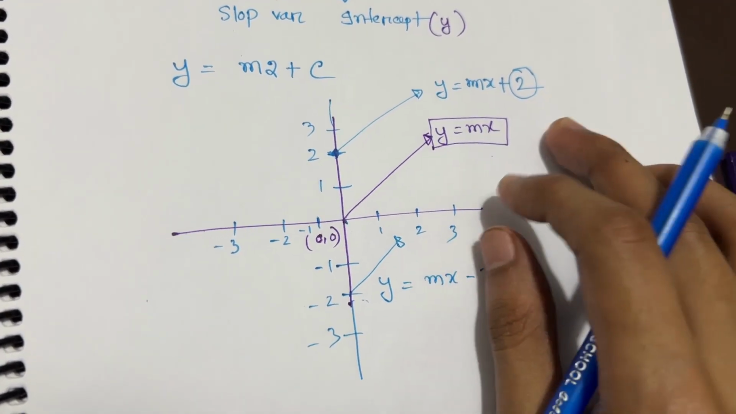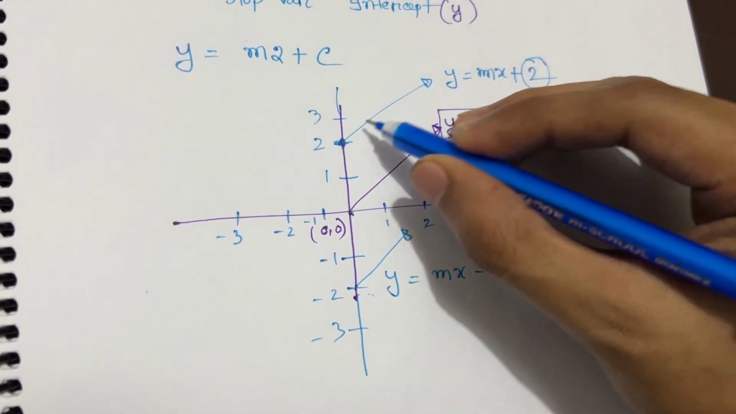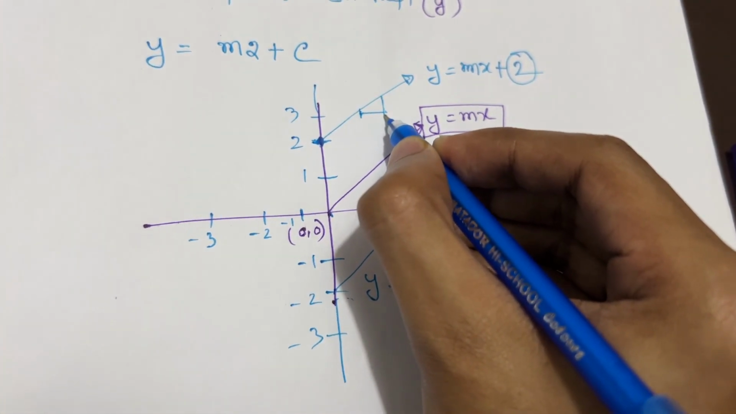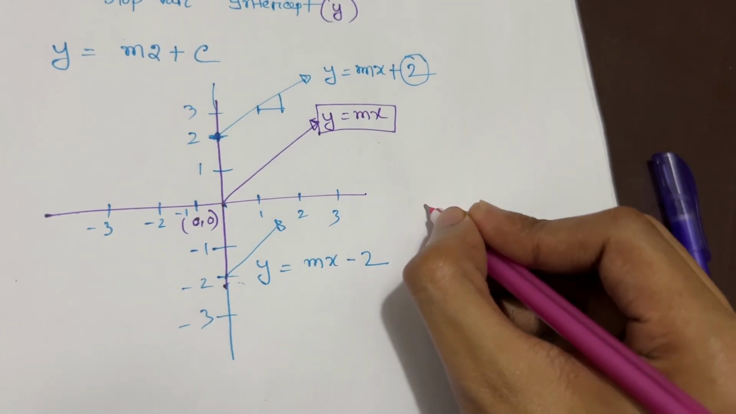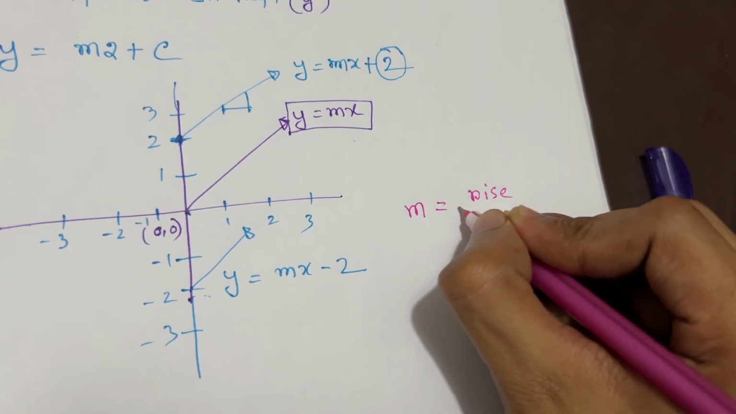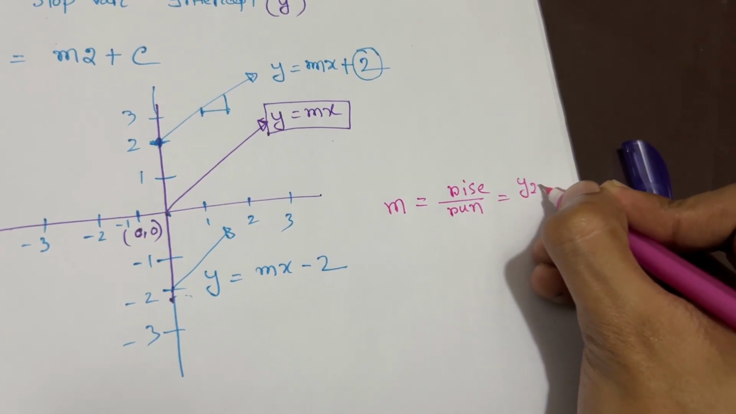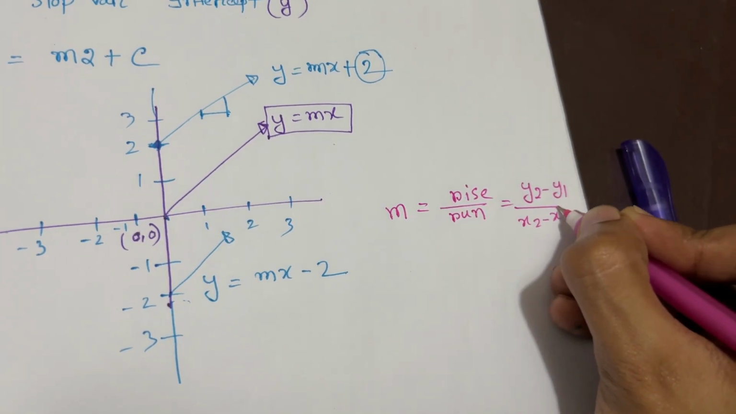Now we also have one more thing that will differ. See, every straight line has the same kind of slope. The slope is defined like rise over run. So if I write it for you, the slope m refers to rise over run. The rise is y2 minus y1, and the run is x2 minus x1.